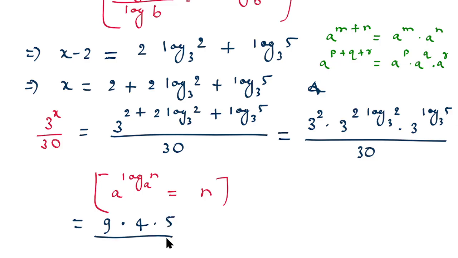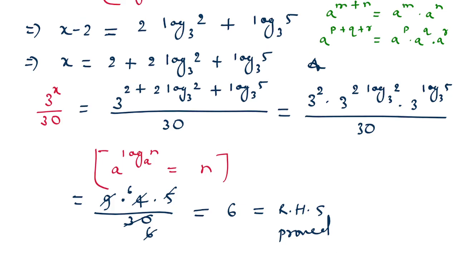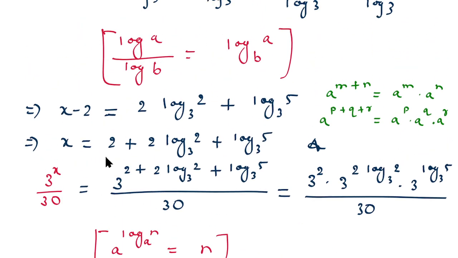So 5 upon 30. Now 5 will cancel 30 in 6 times. And this 9 into 4 is 36, that will cancel in 6 times, which is equal to 6. That is the RHS. So this is proved. x will be this value only.